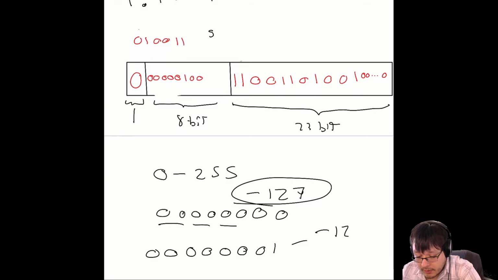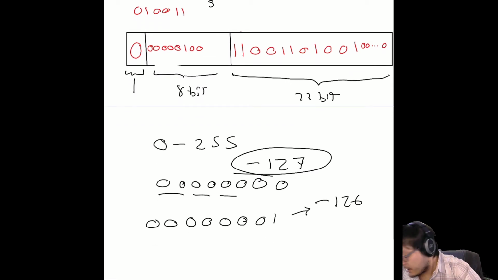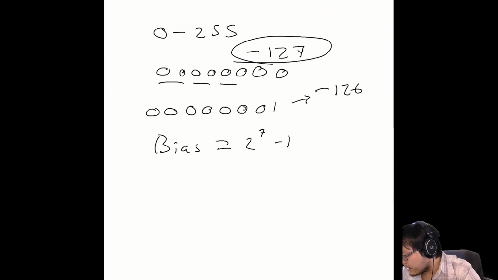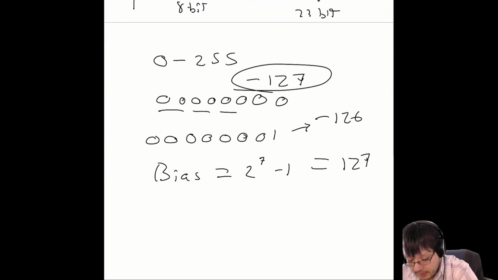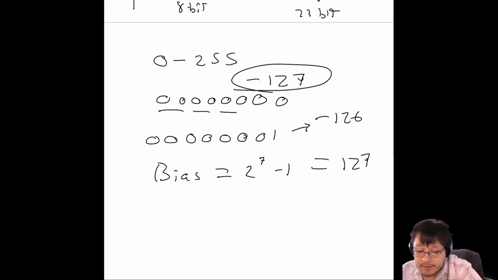And if you had all zeros but a 1, this would be -126. So the formula for this is that the bias is equal to 2 to the 7th minus 1, which is equal to 127. Because 2 to the 7 is 128, and then minus 1 is 127. So that's the bias, okay?